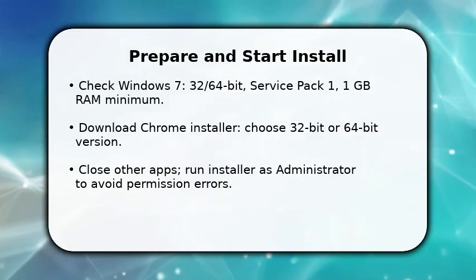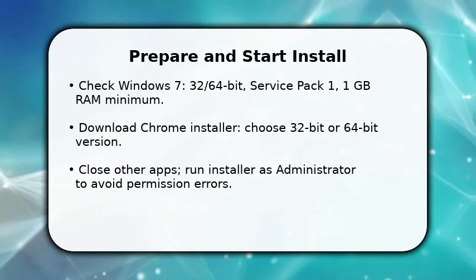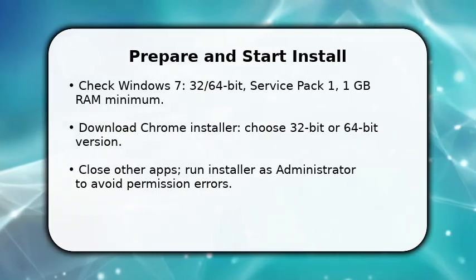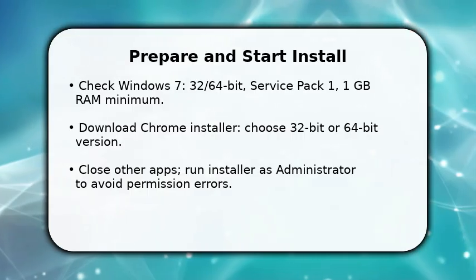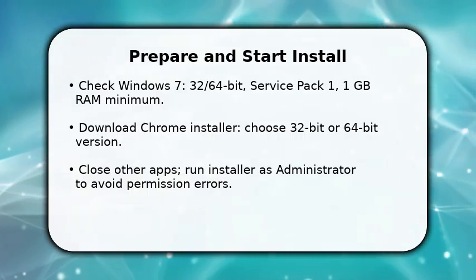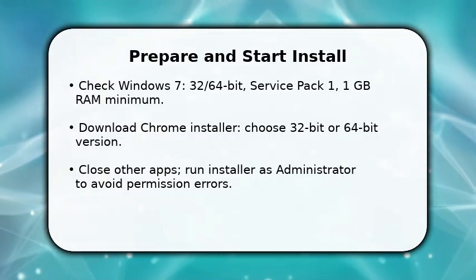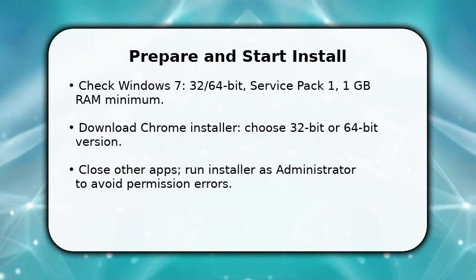Make sure to close heavy programs so the install proceeds smoothly, then right-click the installer and choose Run as Administrator. This avoids permission prompts and incomplete installs. You'll see a brief progress bar. Let it finish. After the installer completes, Chrome will open automatically, ready for your next steps.